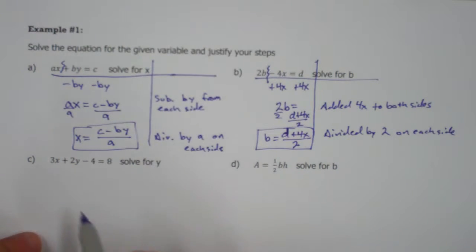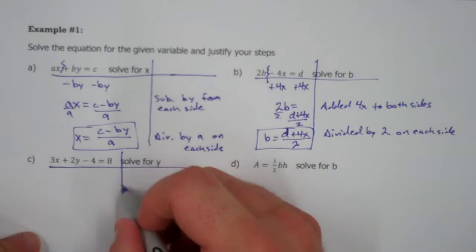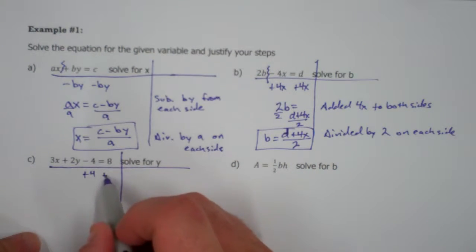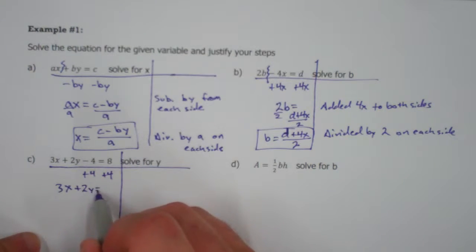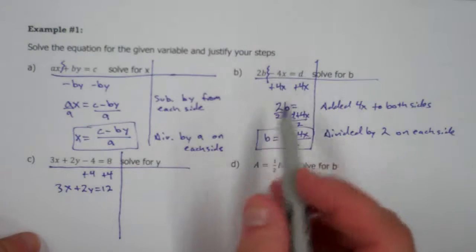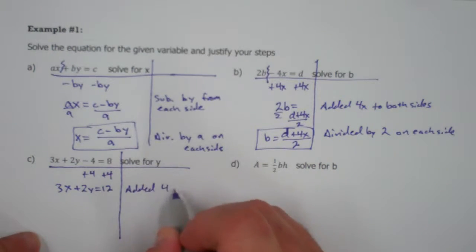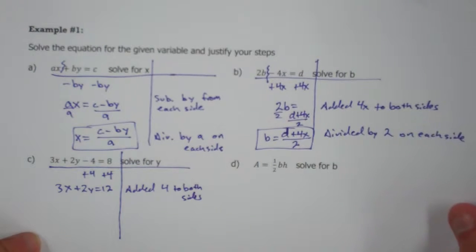With these ones on the bottom, here we need to solve for y. What we can do is we could add 4 to each side. 3x plus 2y is equal to 12. And this kind of looks like some of these ones before now. So we added 4 to both sides. Move this up a little bit so you can see a little bit better.